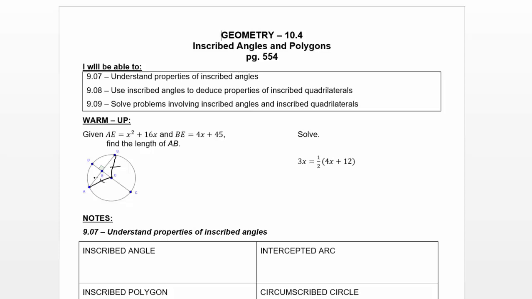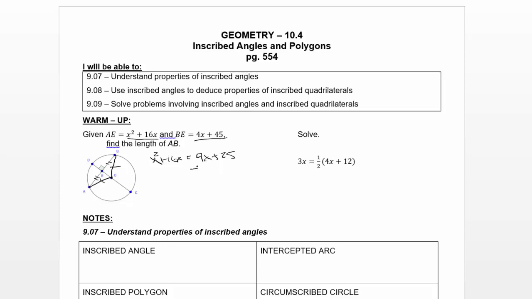What does that mean? That means we can deduce that length AE is the same length as length EB. Or, according to our setup, that x squared plus 16x is equal to 4x plus 45. This is an equation with an x squared and an x in it, so this screams solving by factoring.